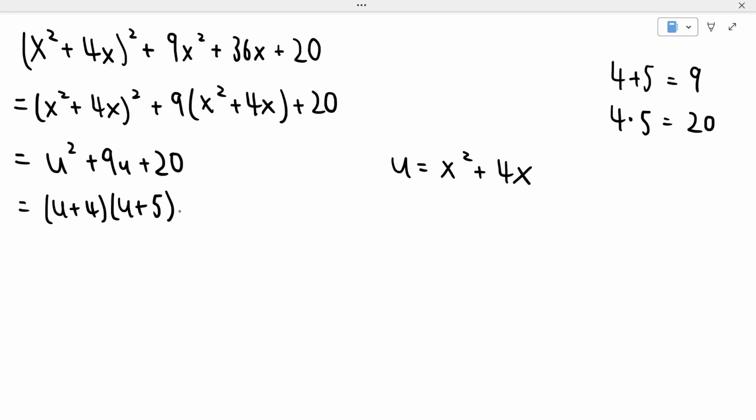If we substitute the x squared plus 4x back for u, the expression becomes x squared plus 4x plus 4 times x squared plus 4x plus 5.